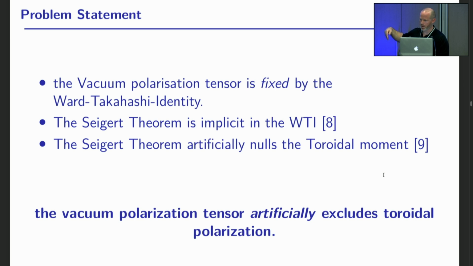So remember I said we want to take this all the way down to basically the zero density limit. But there's a problem, because if I look in the QED textbooks, it tells me that the vacuum polarization tensor is fixed by the Ward identity. But as a counter to that, I would say to Peskin and Schroeder that, well, actually, the Siegert theorem is implicit in the Ward identity, and the Siegert theorem artificially nulls out the toroid moment, so it's undefined, in fact. The polarization tensor in current QED textbooks is undefined with respect to the toroid moment. This is a big problem.